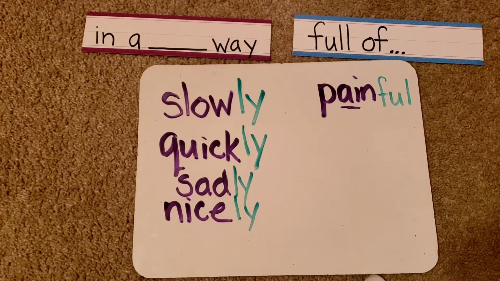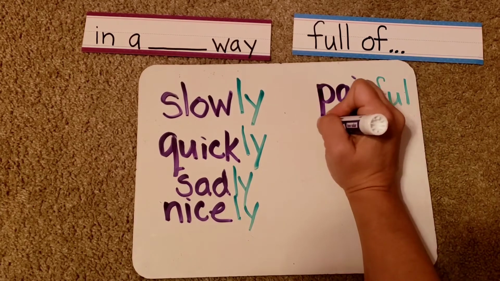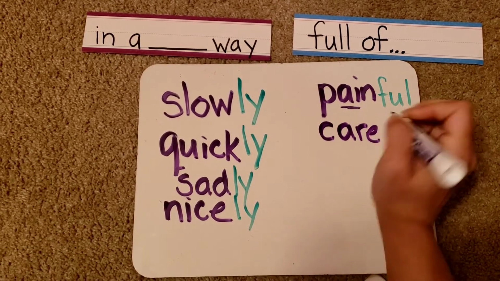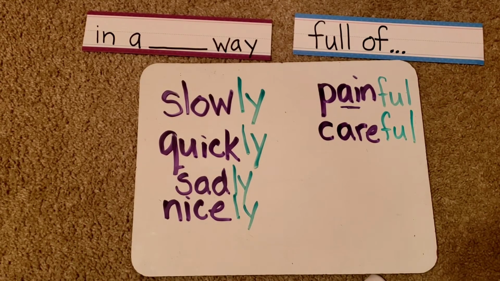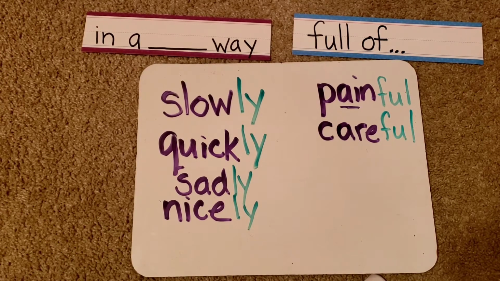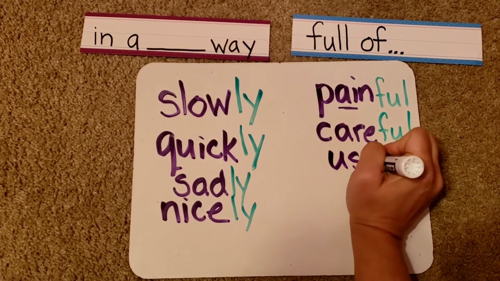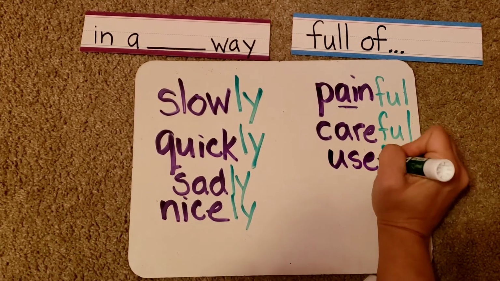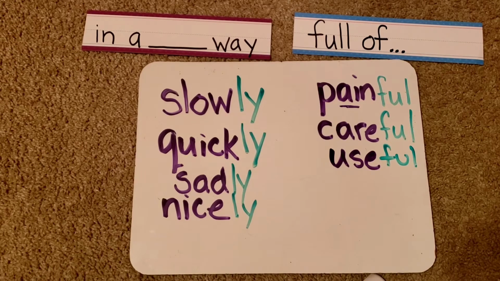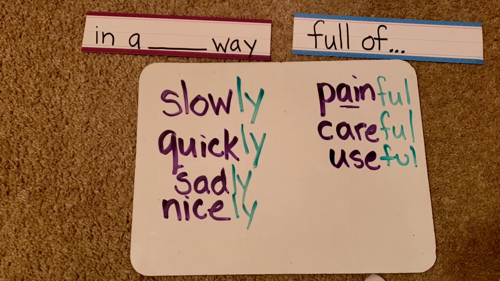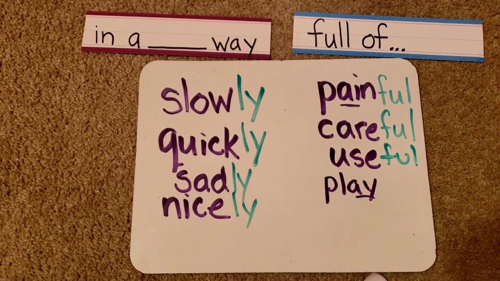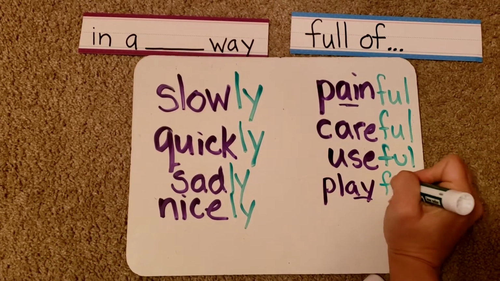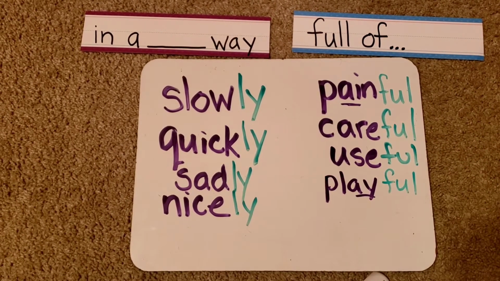Now we have another one for full of. This time they're full of care. They're very careful. So we're going to write the word care as our base. And then add our F-U-L to show that they're full of. Next is one we did practice with again, useful. So we're going to put use as our base word and add F-U-L to show if something's useful, it's full of different uses for us. Next we have playful. So we write the base word play. Again, there's that AY saying AA. And then the F-U-L to make it playful.